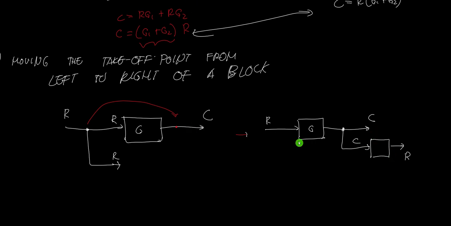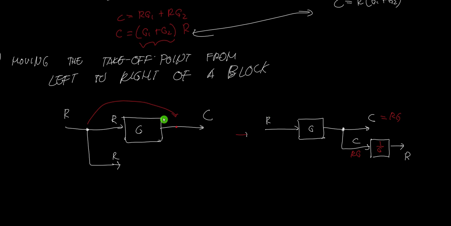And if you remember, C is just R times G. So the C here is R times G. What do I need to multiply R times G by to get R? I just need to multiply it by 1 over G. We just need to cancel out that G. So RG times 1 over G is just equal to R.